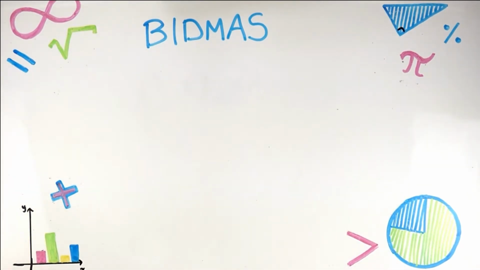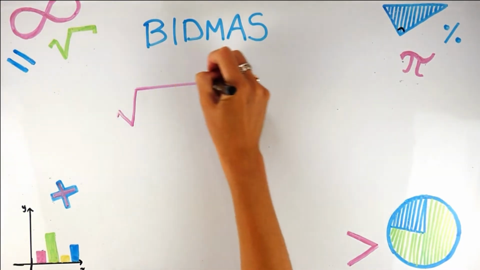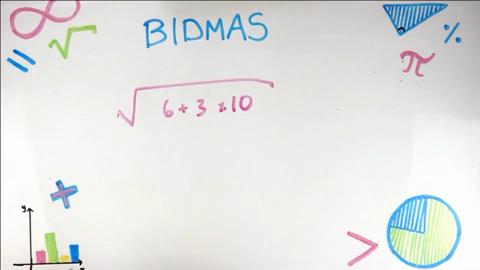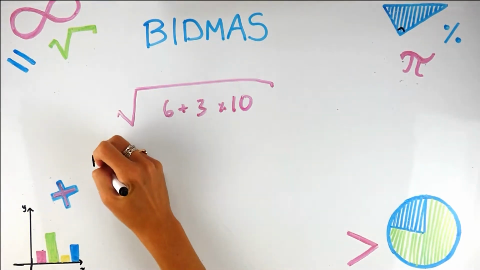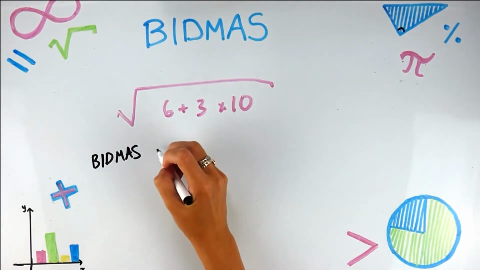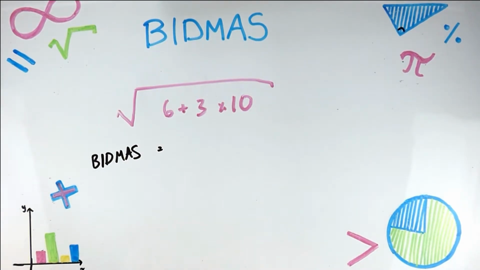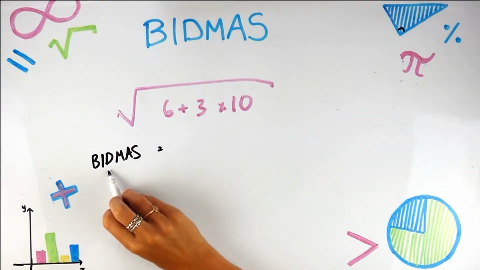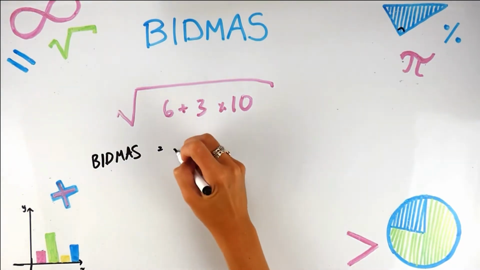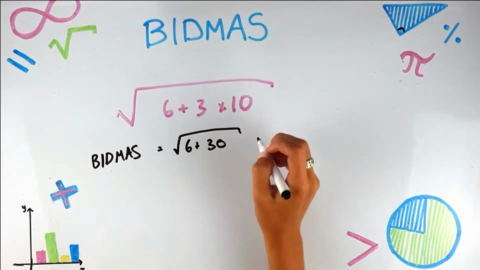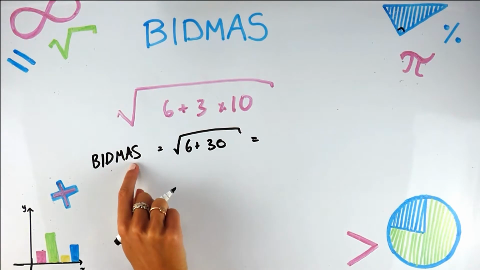So, what if I gave you that as an example? So again, I'm just going to write it at the side because it won't always be on the whiteboard. Right up there is the title. So, do I have brackets? No. Do I have indices? No. Do I have division? No. Oh god, it's just like last one. Do I have multiplication? Yes, I do. Let's do the multiplication. 6 plus 3 multiplied by 10 is 30. Do I have addition? Yes, I do.